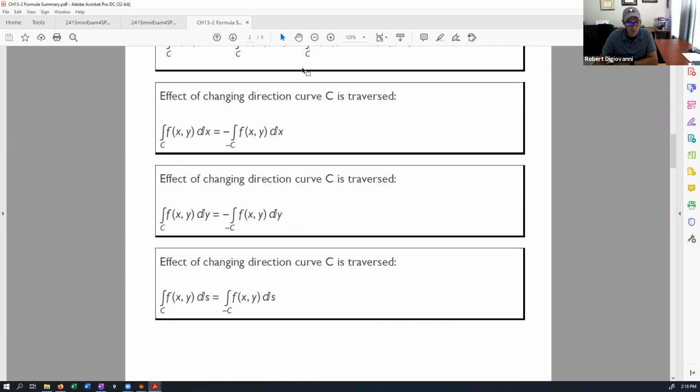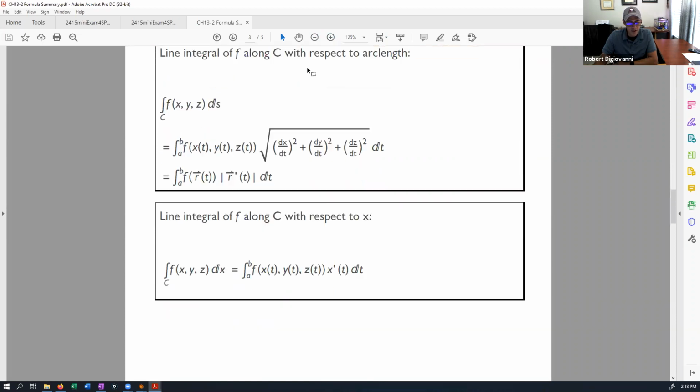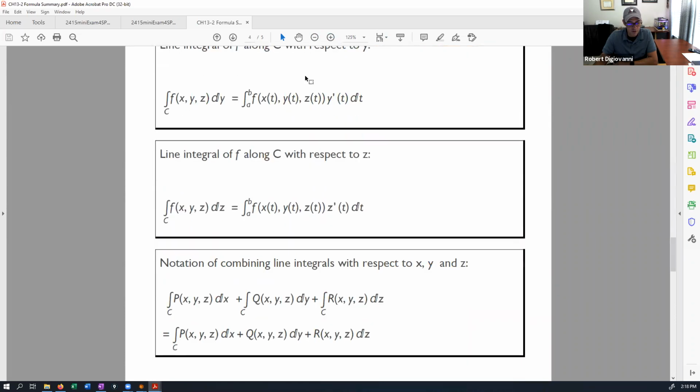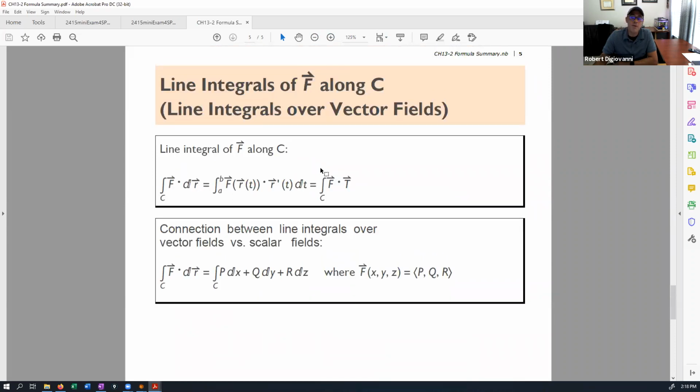Page 2, no vector notation yet. Page 3, no vector notation. Page 4, no vector notation. Finally, page 5. Now we start bringing in vectors. So in this section, we will talk about vectors, but it's not till towards the end. We kind of bring it all together.